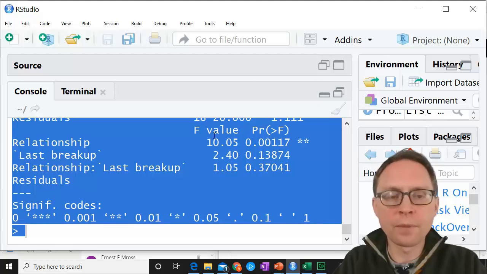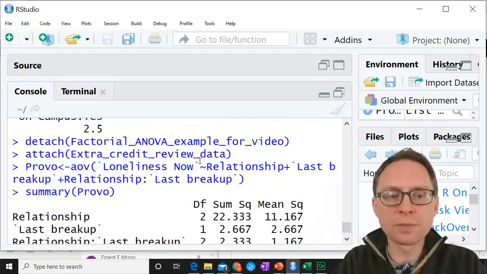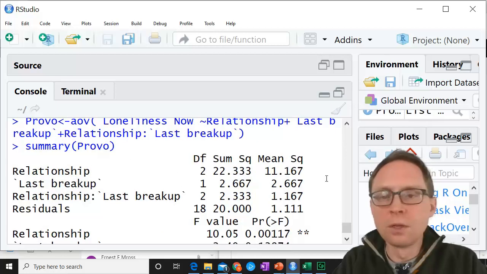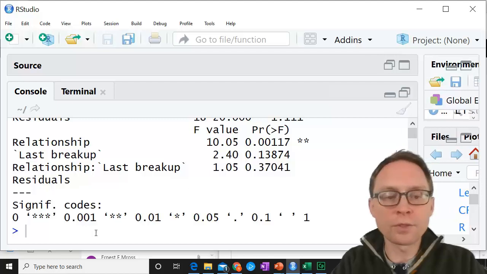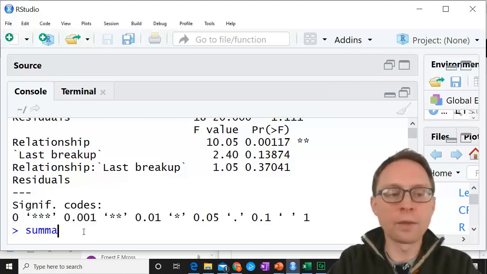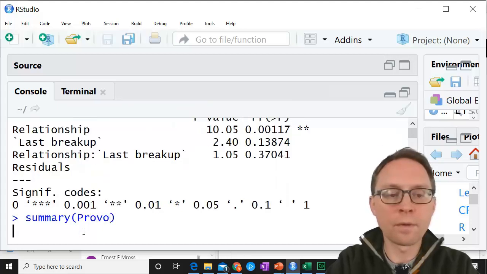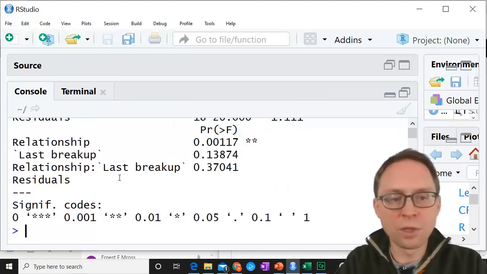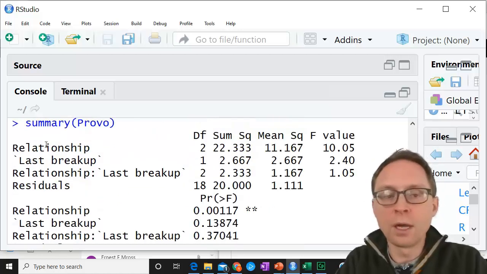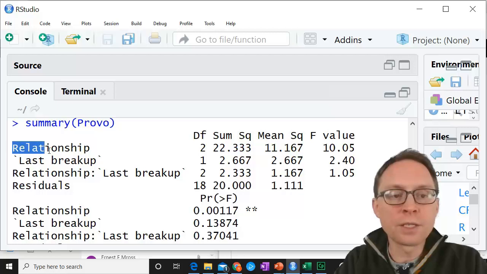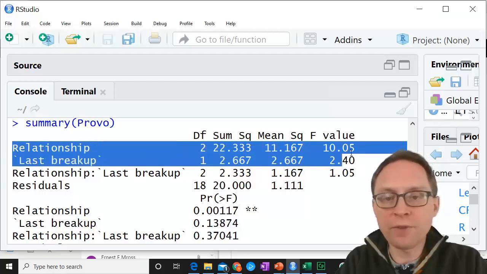All right. Let's take a look at each of these. This is going a little bit over because it is just a long thing. So let me just show you again. No, it's too long. Relationship and last breakup is long, and so it's going on to a new line. So this is relationship's main effect.